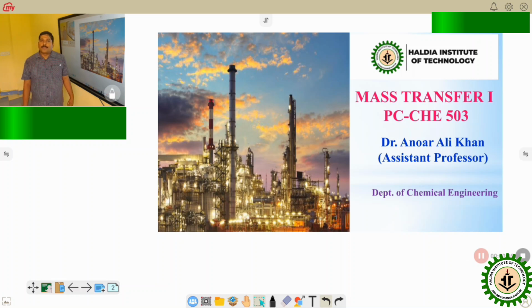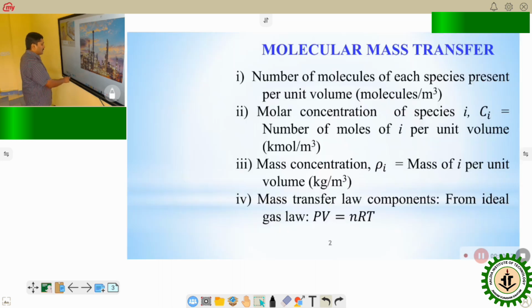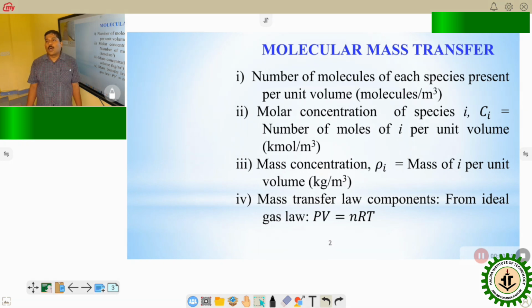Okay. In the previous class, we already studied the introductory part of mass transfer operation and the diffusion process. We will continue in this class with some basic information that is already known to all of you. We are starting this subtopic, molecular mass transfer.